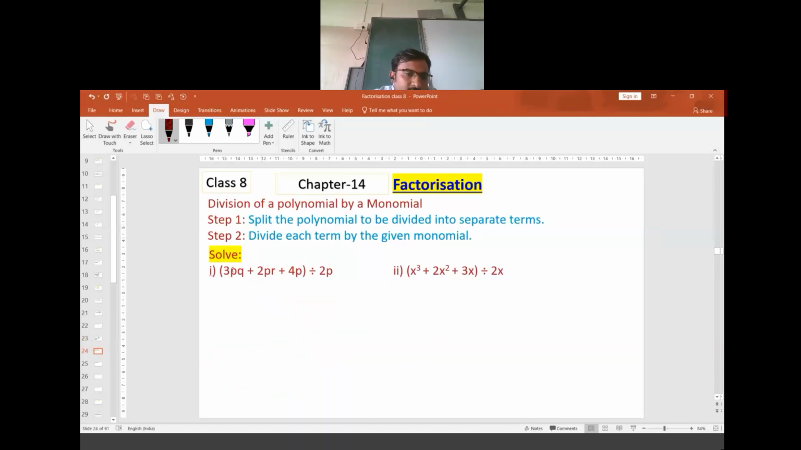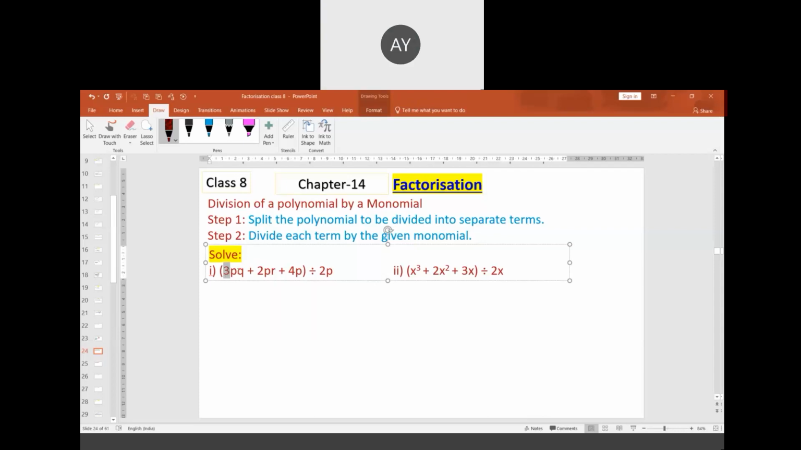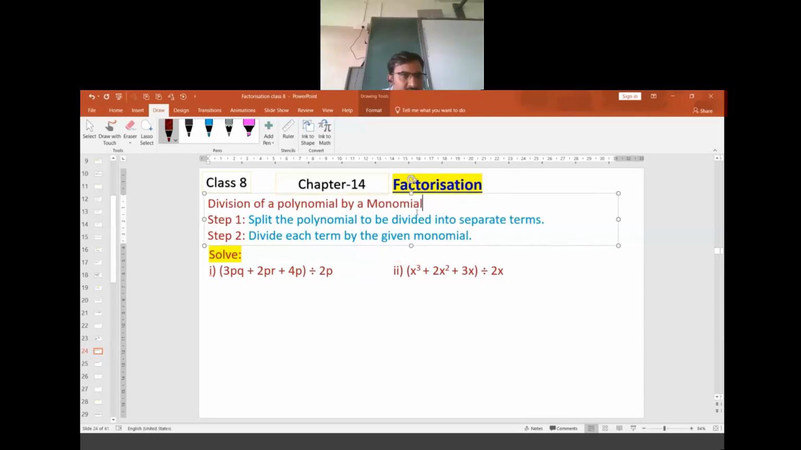Look at this example. It is having 3 terms. So it is a polynomial divided by a monomial. Whenever there is a monomial dividing a polynomial, we separate them. We split the polynomial and separately we divide.